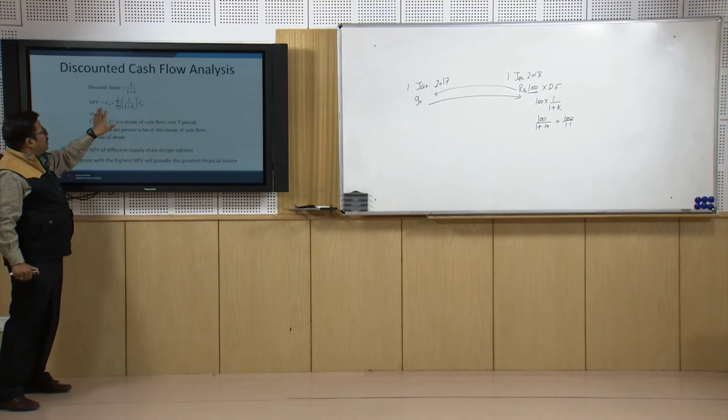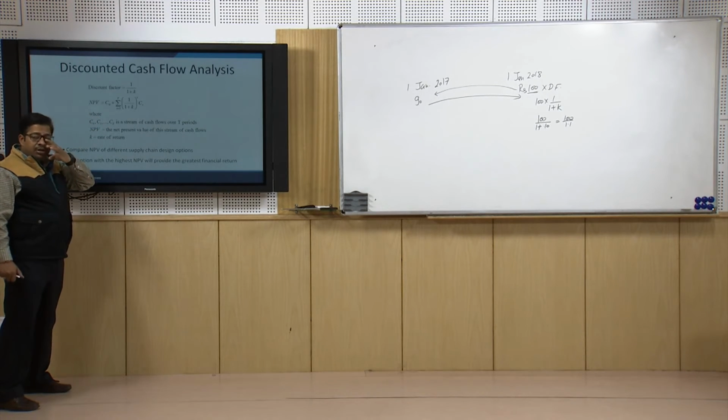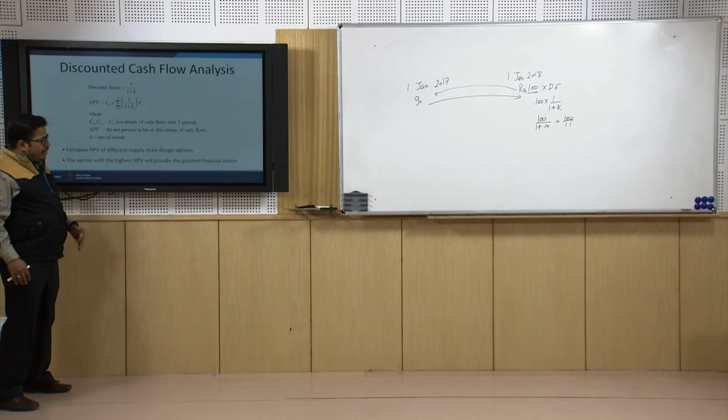Now then you have the total net present value. The second formula is for total net present value.